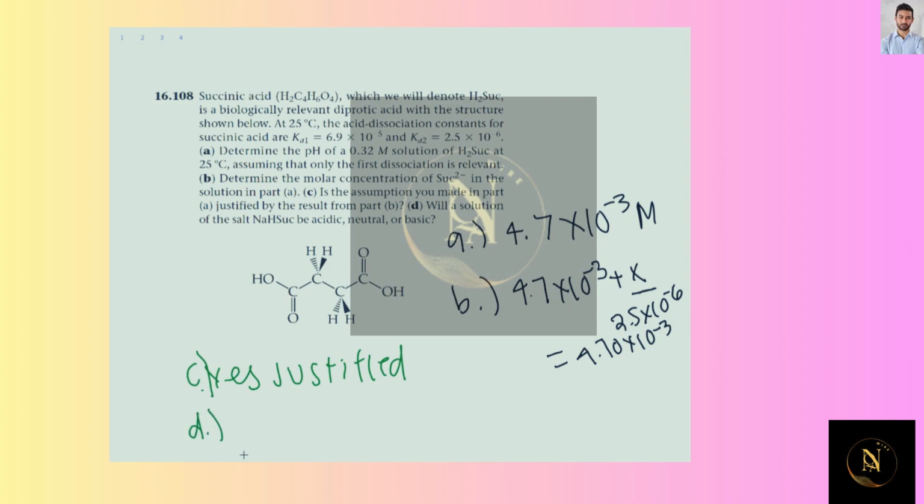So D now asks, will a solution of the salt NaHSuc be acidic, neutral, or basic? And we're going to go to another page for this, and we're going to be writing our equation. So we have NaHSuc, and then that's going to dissociate into our Na plus and HSuc minus. And so Na does not play a role whenever we are dissociating it again to get a solution. So whenever we do our HSuc minus in water, because it's already in a solution salt, we are then going to dissociate that, and we're going to have HSuc minus create an OH minus.